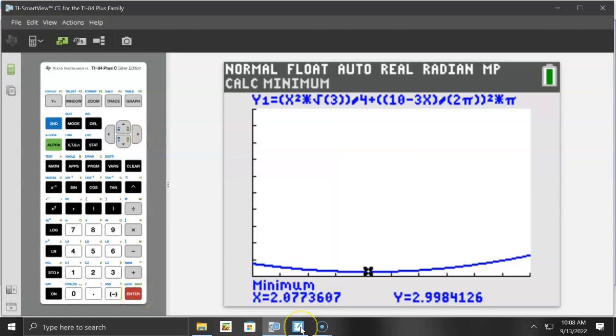Minimum. The app just tells you? Yeah. But you don't get to use the app on the test, so you better know how to find it. Did we get the same minimum? Yes? Okay. So the minimum side length for the triangle is going to be 2.077, and the y, which is the area for both of those shapes, is just a little bit less than 3. Calculator issues?